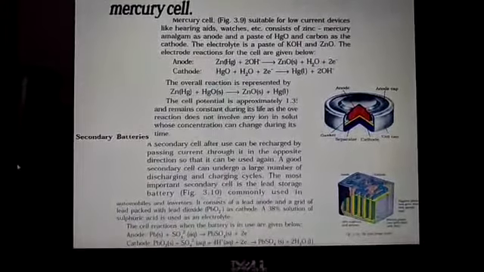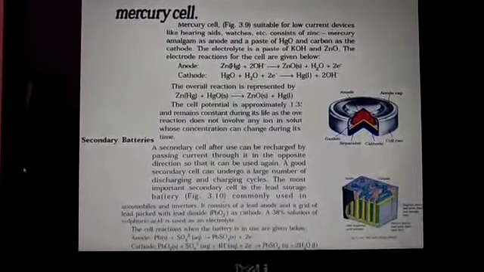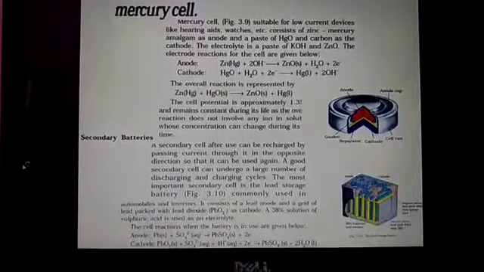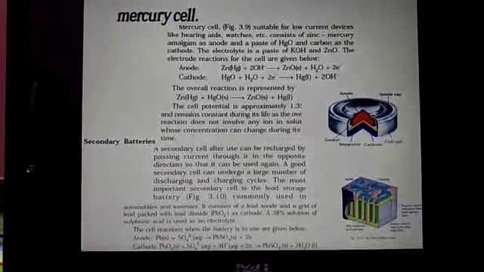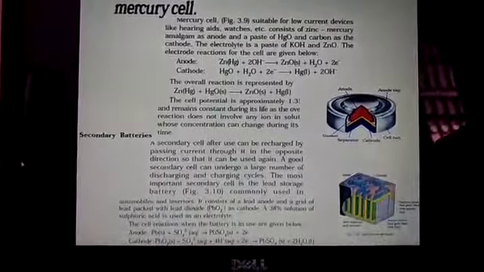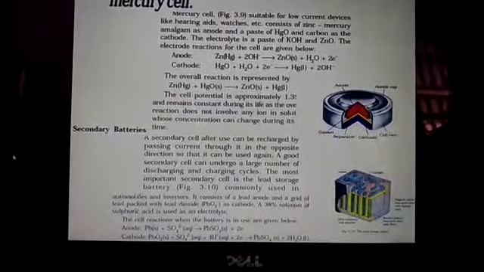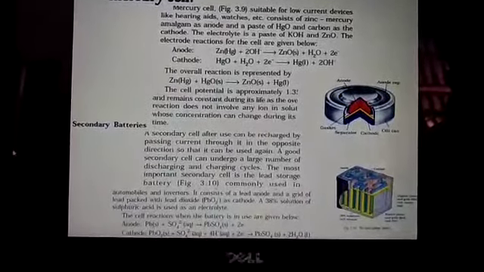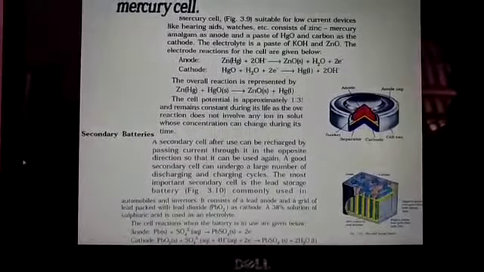The cell potential is approximately 1.35 volt and remains constant during its life, even as we are using it continuously, because the concentration does not change during this reaction. The cell potential of 1.35 volt remains constant during the whole life. The overall reaction does not involve any ion in the solution whose concentration changes during the cell reaction.